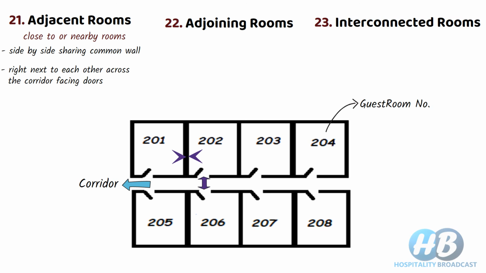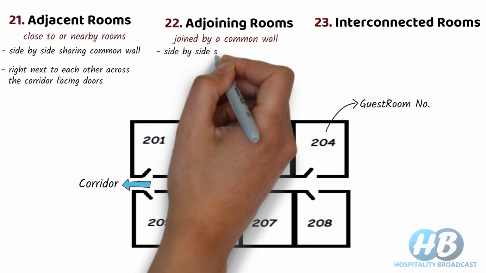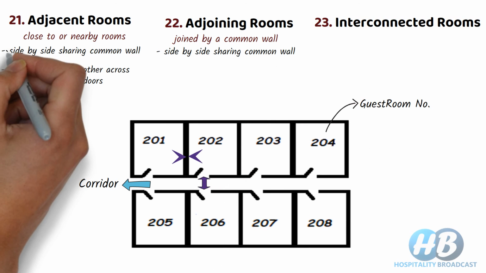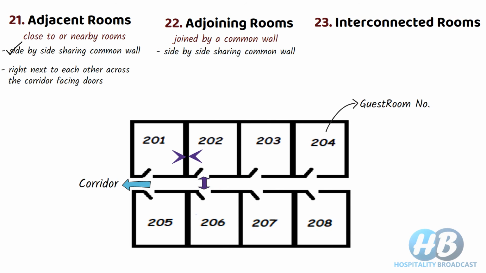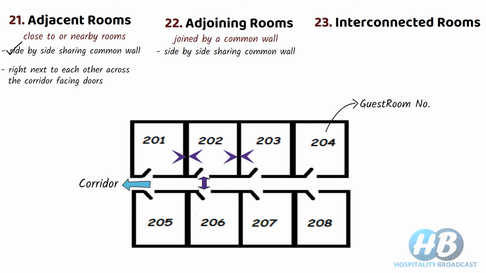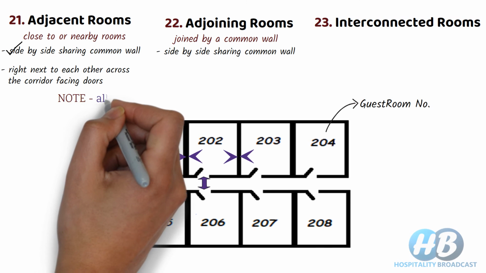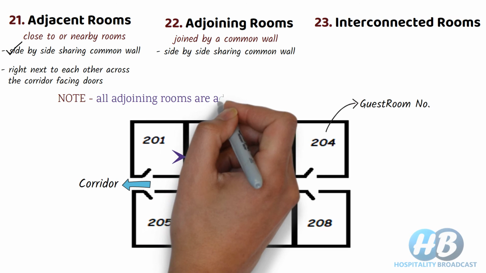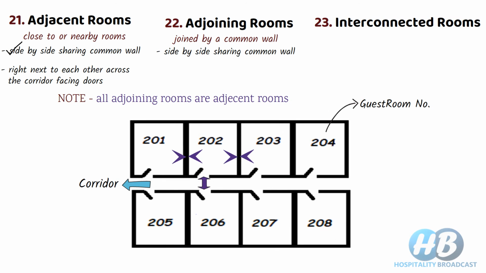Now moving ahead, an adjoining room is more like a subcategory of adjacent rooms. Adjoin means rooms which are joined by a common wall. If you notice, this is also a type of adjacent room. That's why I called this subcategory. Common wall is between 201 and 202, 202 and 203, 203 and 204, 205 and 206 and so on. So we can say that all adjoining rooms can be called adjacent rooms also.